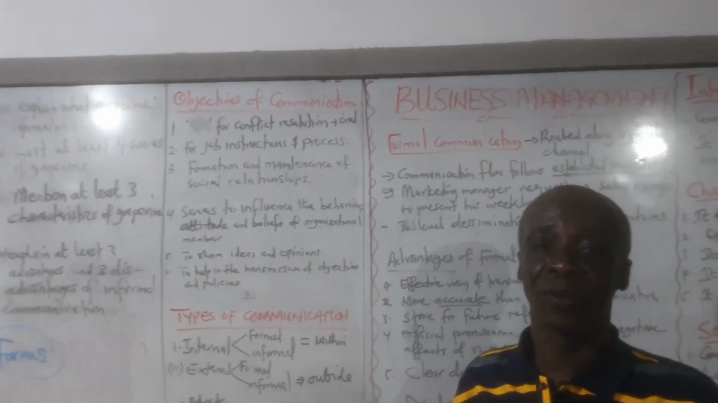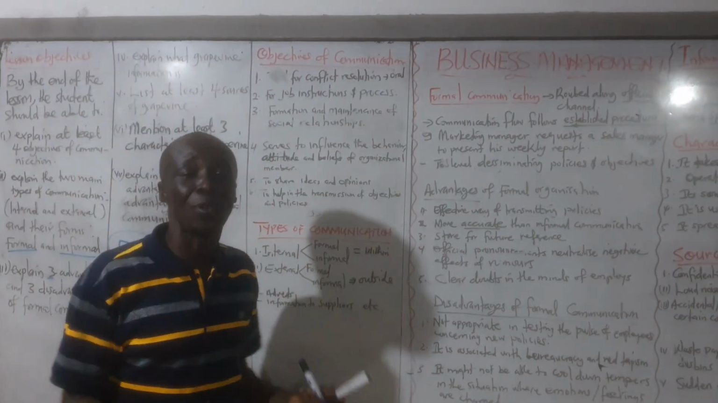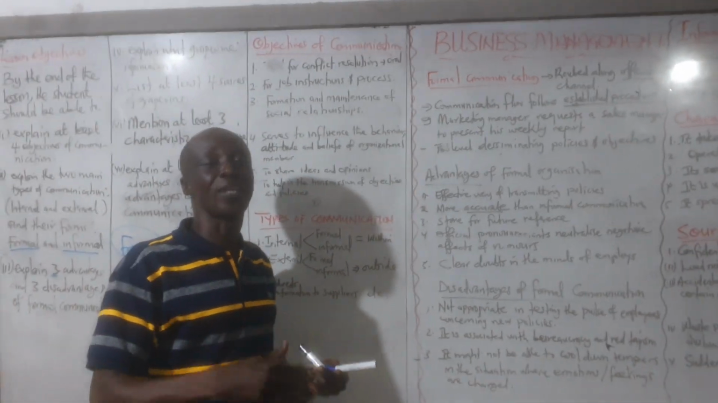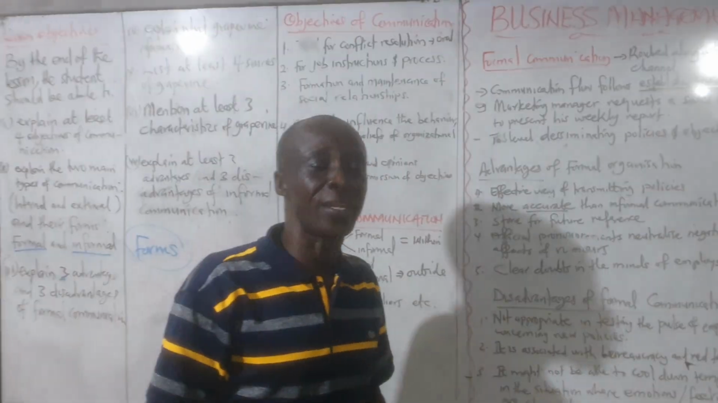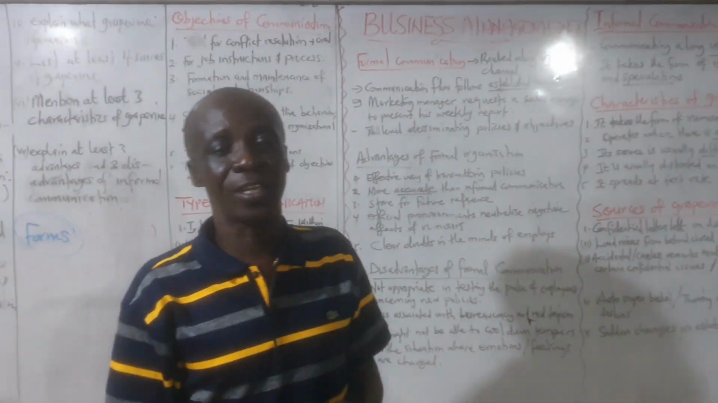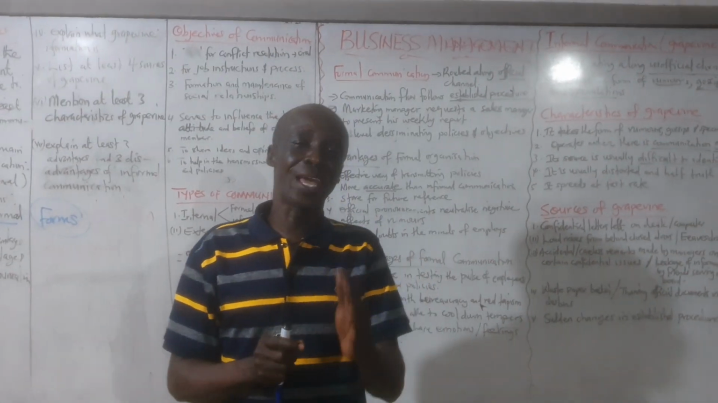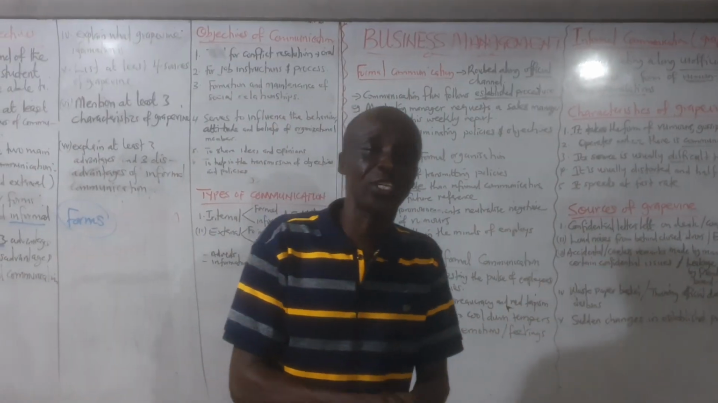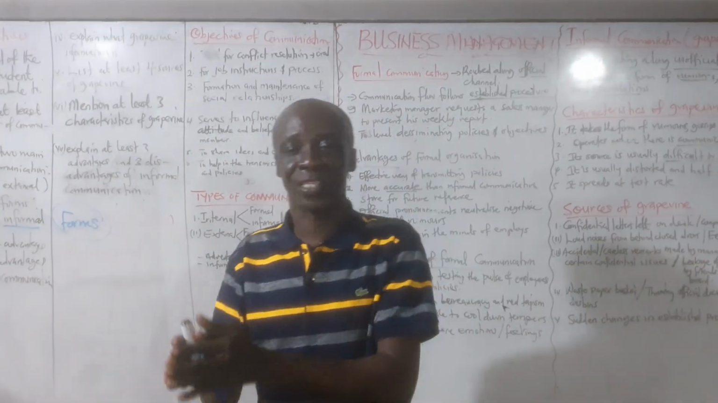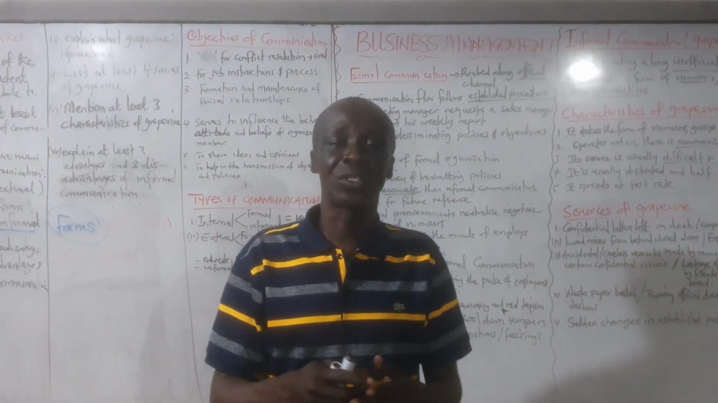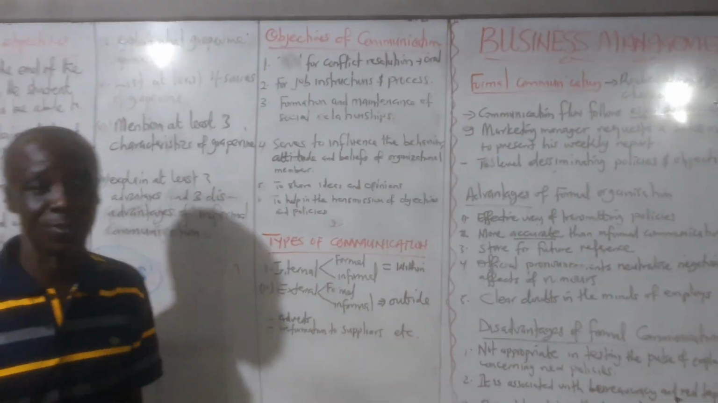The first one, objectives of communication. Very simple, straightforward. Why communication? What does communication do in the organization? Don't forget that we have already learned that communication is the lifeblood of every organization. And we learned that that means organizations cannot exist without communication. Just as human beings cannot exist without communication, organizations also cannot exist without communication. So, what are the objectives?